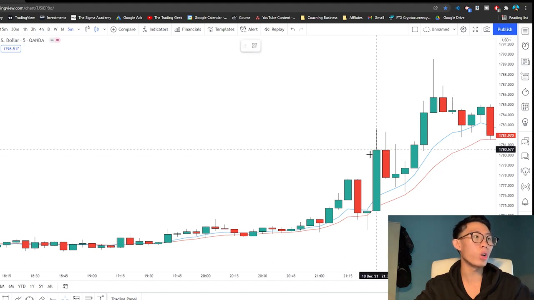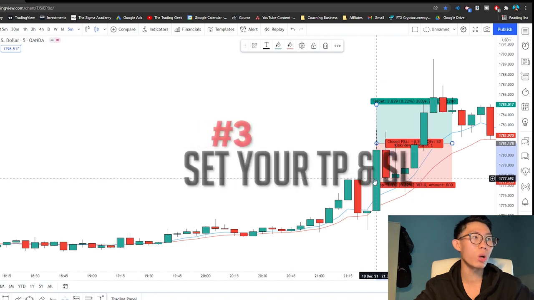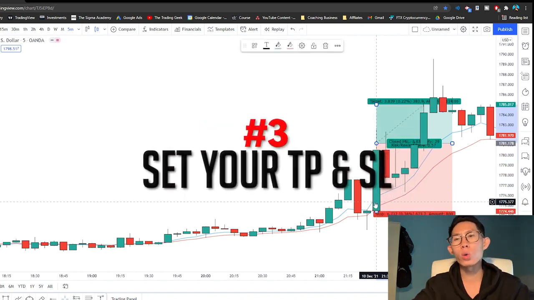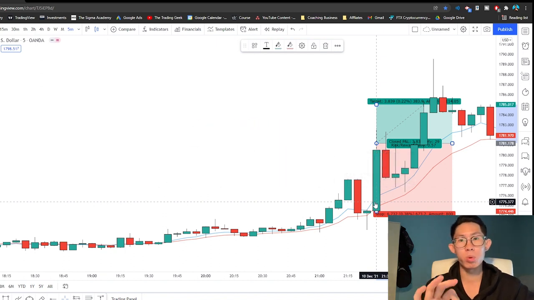So right here, when we saw these huge candlesticks, we could have easily got in around here and our stop loss would be pretty much just below this candlestick. I want you to keep your stop loss as tight as possible. This is a little scalping strategy, so you want to keep it as tight as possible.